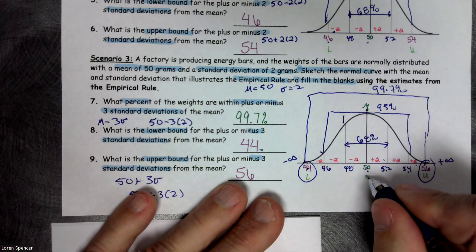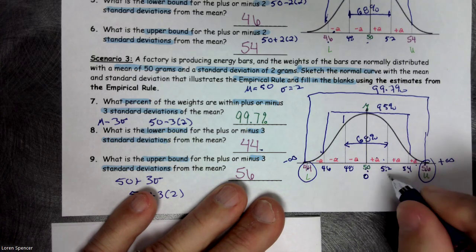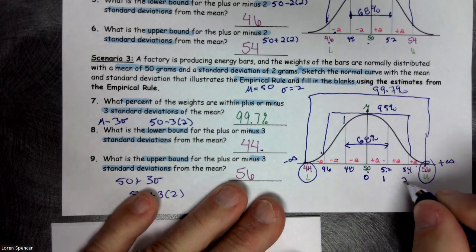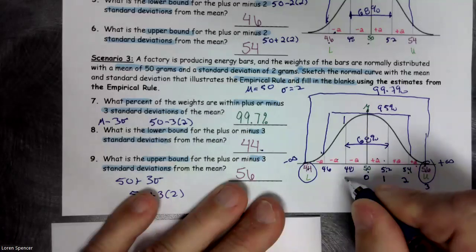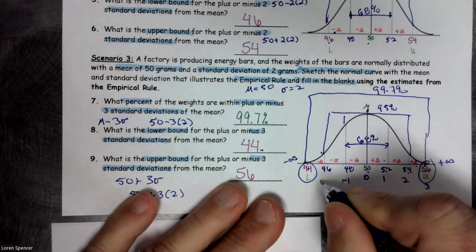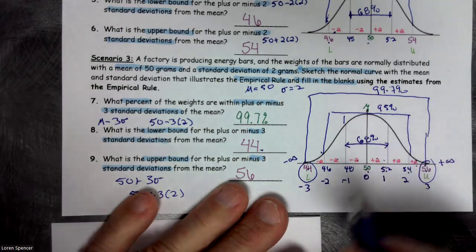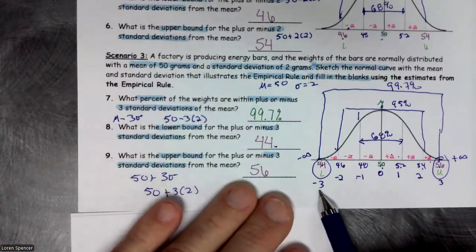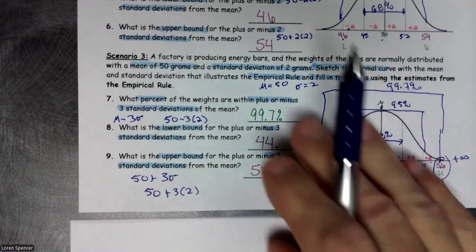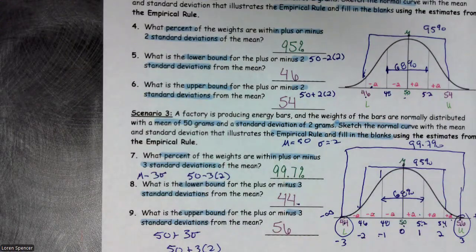Because remember, these are just z-scores, where this is 0 z-score, this is up 1, this is up 2, this is up 3, this is down 1, 1 standard deviation below, 2 standard deviations below, and 3 standard deviations. Okay? All right, I hope that helped. Let's flip over to the next side and get going on to the next part of this assignment.